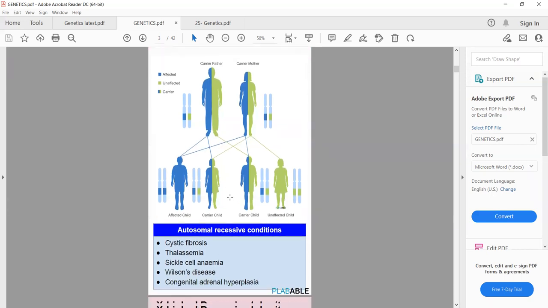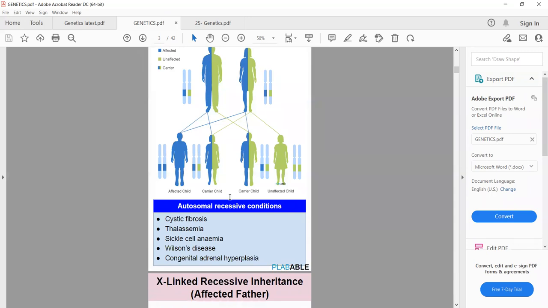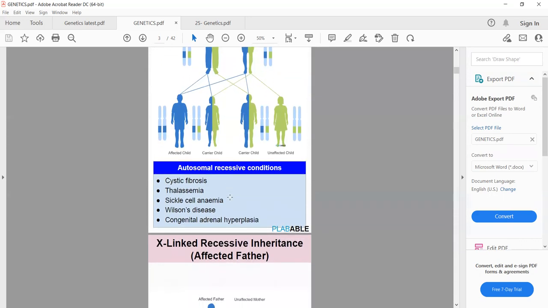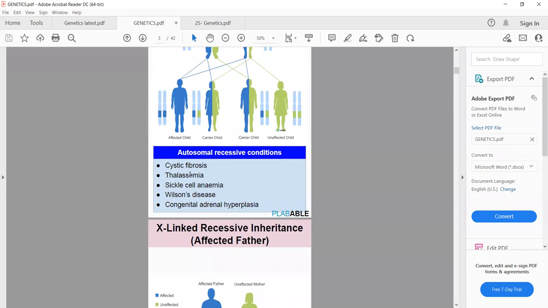The examples of autosomal recessive conditions that are commonly asked in PLAB 1 are cystic fibrosis, thalassemia, sickle cell anemia, Wilson disease, and congenital adrenal hyperplasia. We have discussed thalassemia and sickle cell anemia in the hematology chapter, Wilson disease in the gastroenterology chapter, and this one in the endocrine chapter. So we have studied these diseases, which is why they will be commonly asked in PLAB 1.